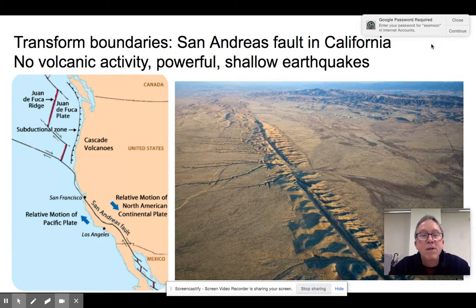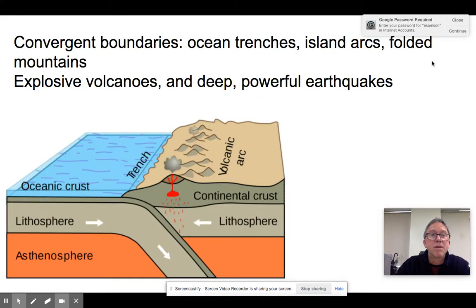Now we don't expect to have volcanoes here because there's nothing being moved down and melting. Since there's no subduction, nothing's being pushed under to melt. These are not associated with volcanoes, but they are associated with rock on rock. So we get these powerful earthquakes, which often can be very close to the surface. A powerful earthquake close to the surface is not a very healthy thing to experience.